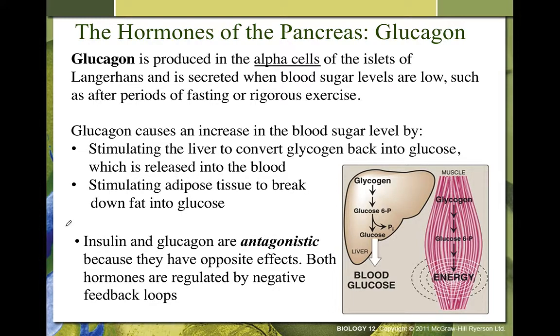So the second hormone we're going to talk about today is called glucagon. Again, that is produced in the alpha cells in those islets of Langerhans. It's secreted when the blood sugar gets too low. So when sugar levels are low, that is when glucagon is released. Insulin and glucagon are actually called antagonistic because they have opposite effects. Insulin gets secreted when glucose is too high. Glucagon gets secreted when blood glucose drops too low. So they have opposite effects.